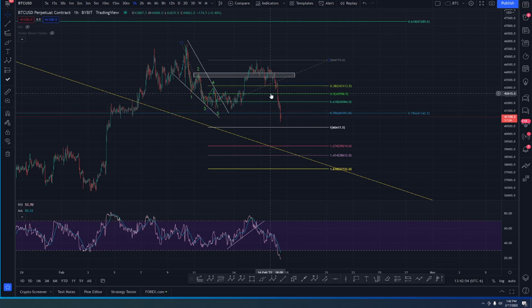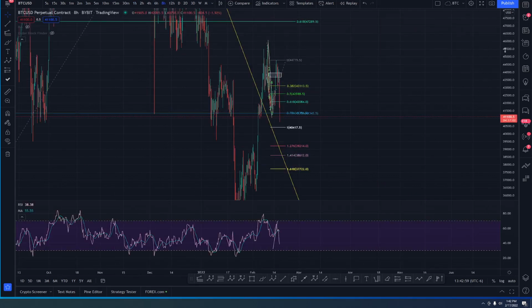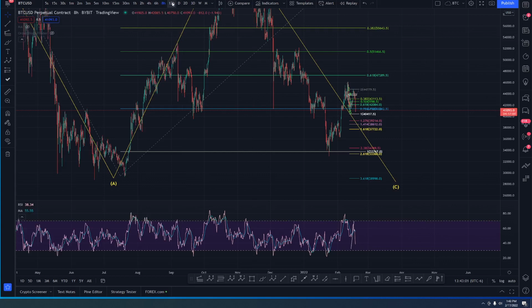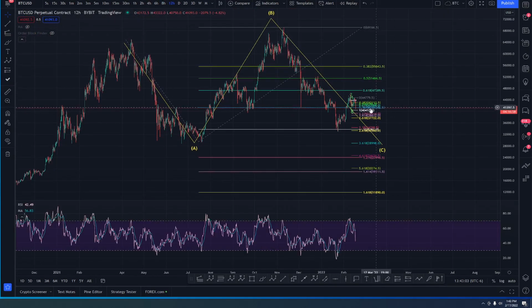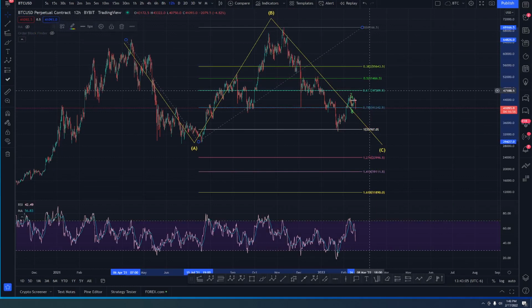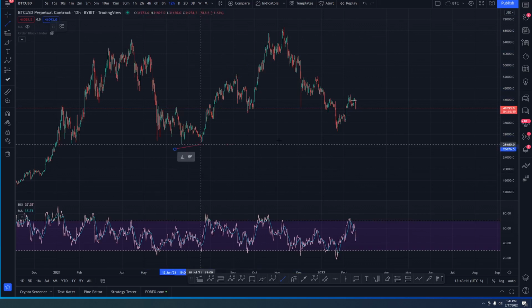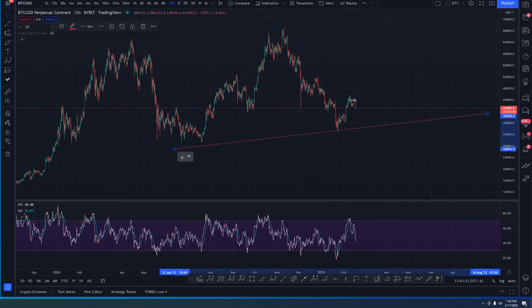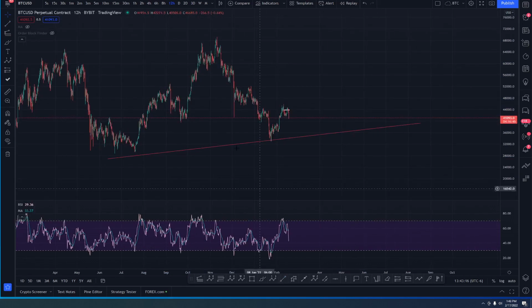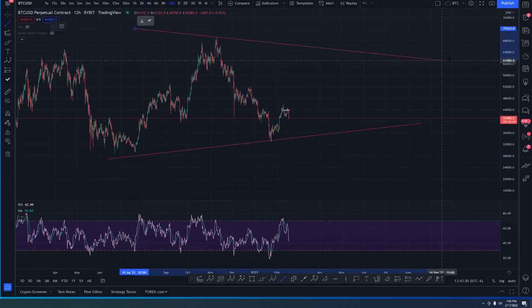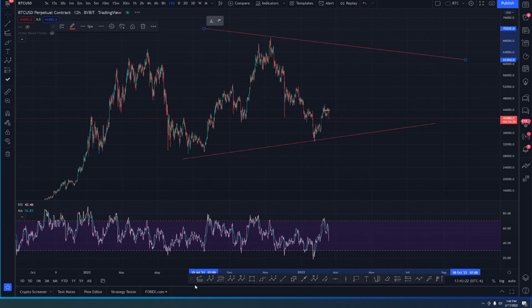Now, let me show you an alternative count here that is a possibility that I haven't talked much about on my channel, but it's been in the back of my mind, and now's the time to think about it. So let's talk about an alternative count here before we conclude this video. I'm actually gravitating to the possibility of a triangle. I like the idea of a triangle potentially, where every wave in a triangle is going to be a 3-wave delineation, okay?